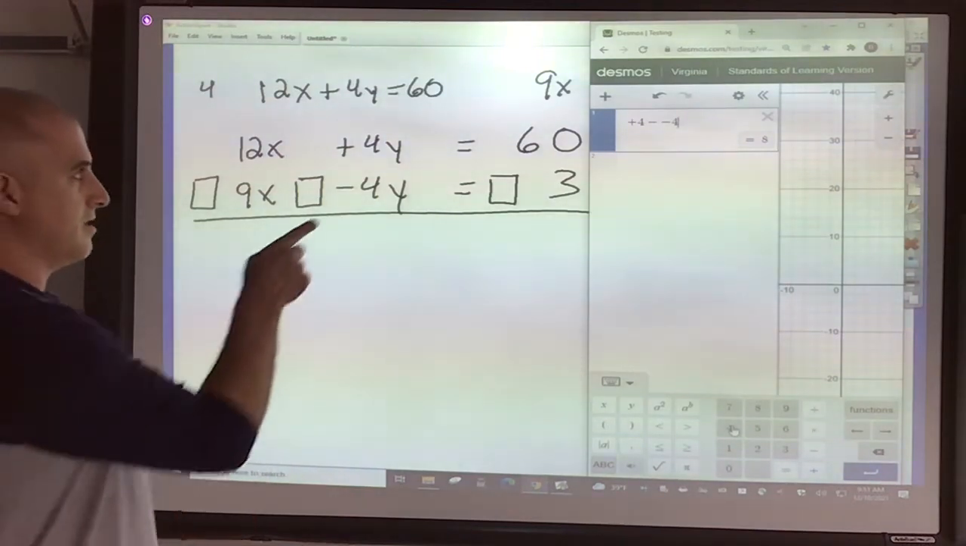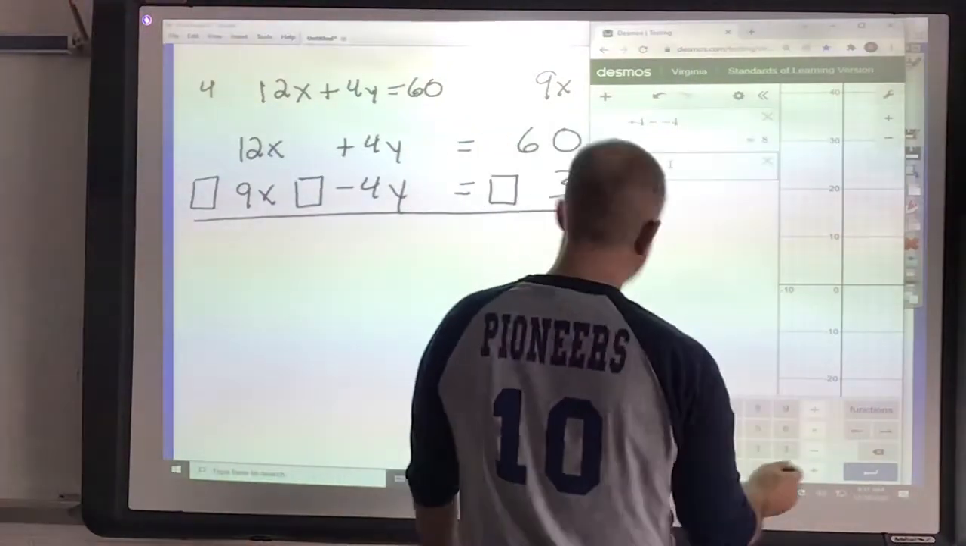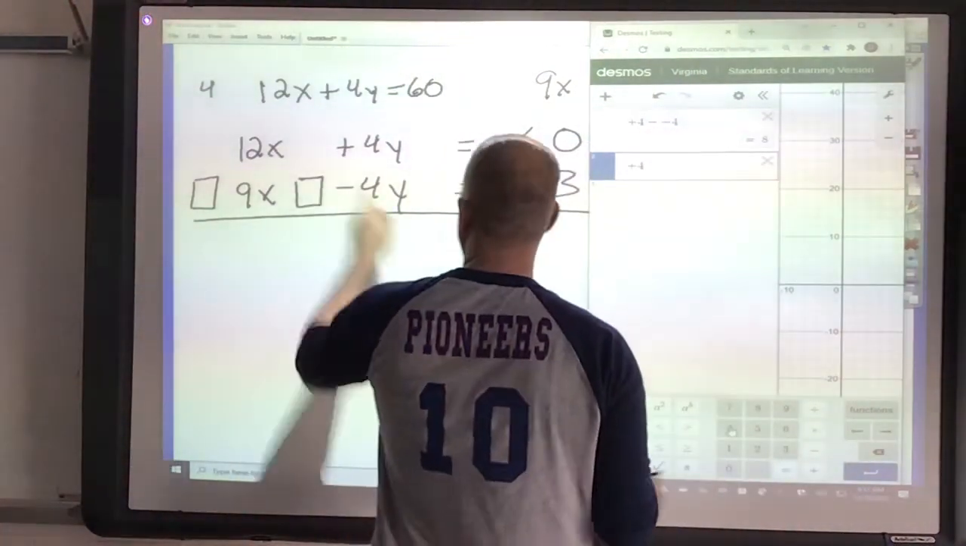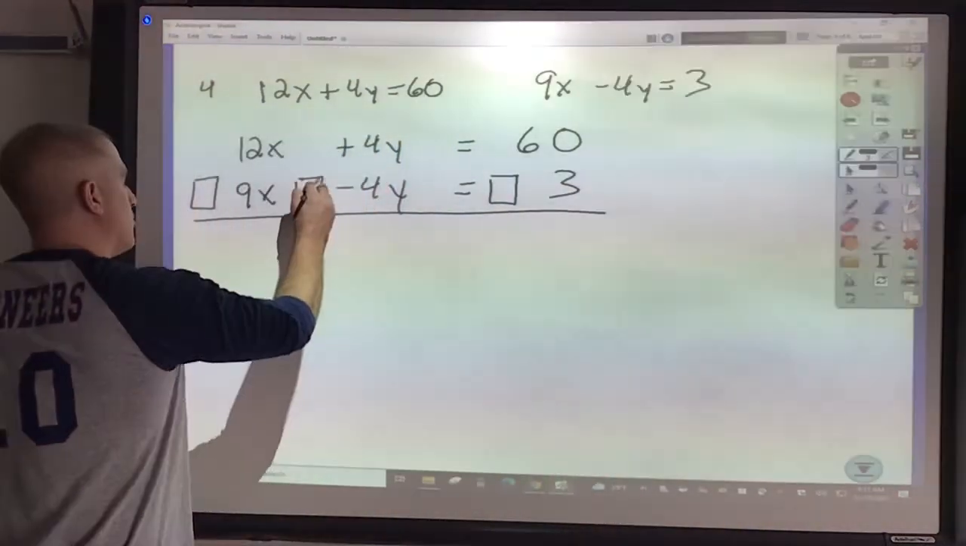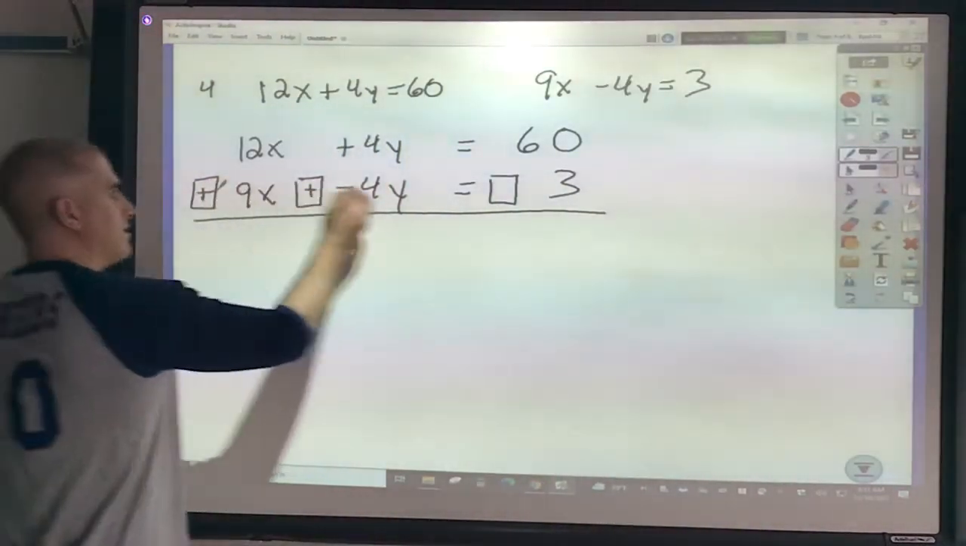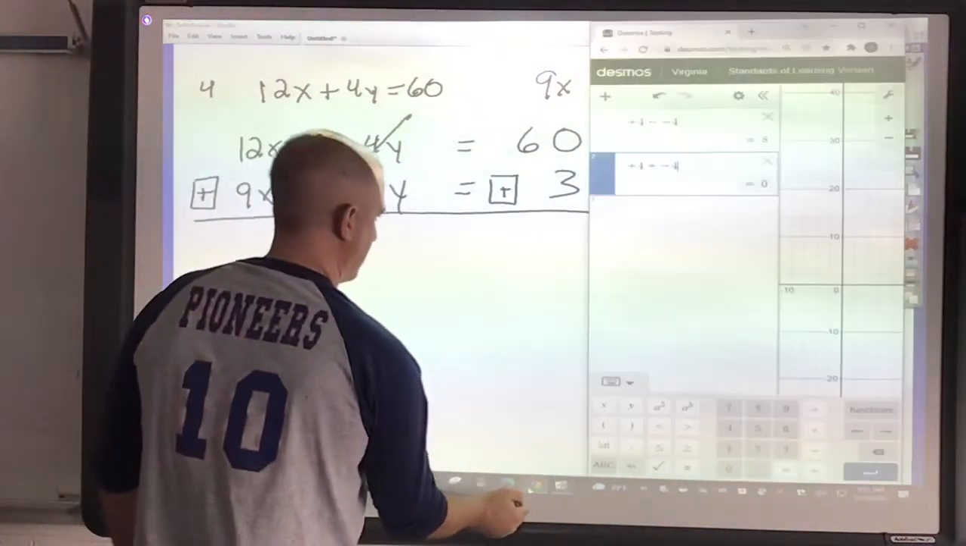Okay, so if I choose minus there, that doesn't work. So let's go positive 4. Let's try positive then. Yep, that ends up working. So plus, plus, and plus. So that one goes away. I type that one into my calculator.